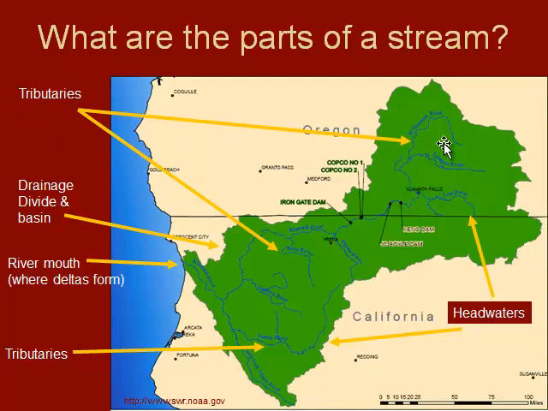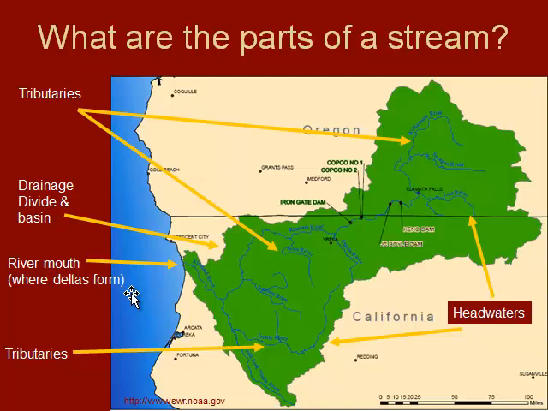So basically what that's saying is any water that falls inside this green blob is going to flow or end up in the Klamath River and flowing out the Klamath River in California into the Pacific Ocean. So that's what it's called, a drainage divide. So any water in this blob is going to end up at this point right here at the mouth of the Klamath River. The mouth of a river is where that river empties into another body of water.